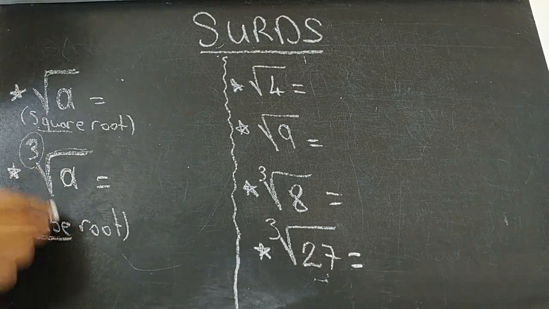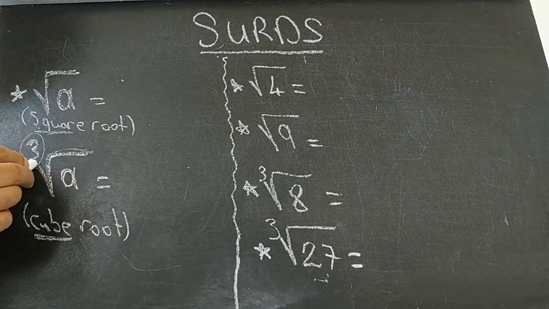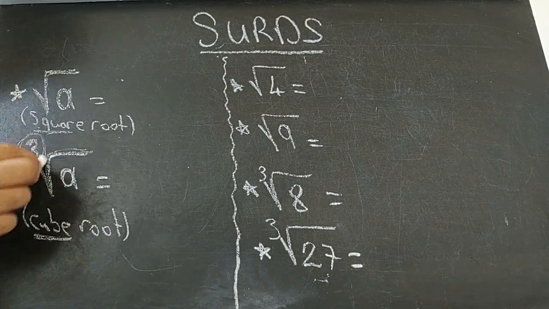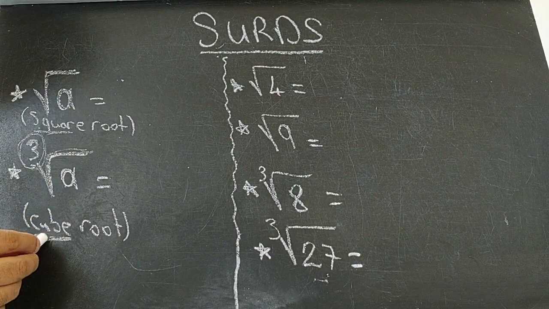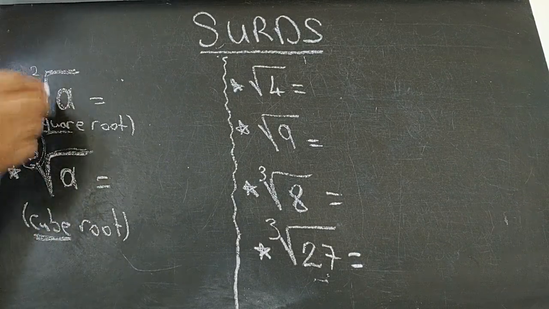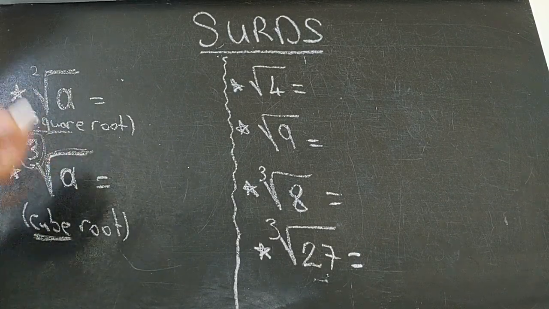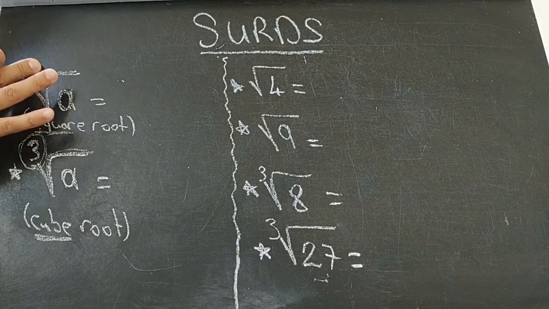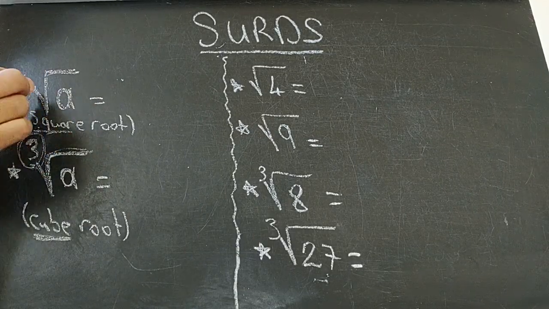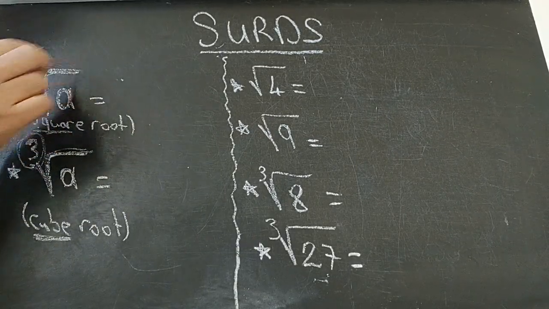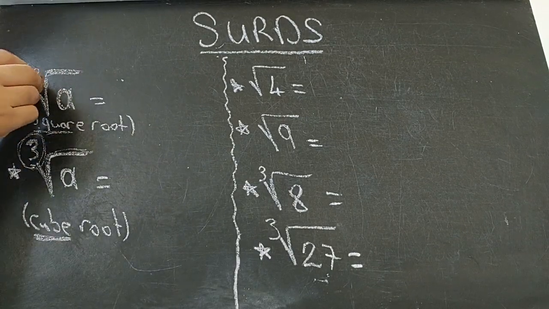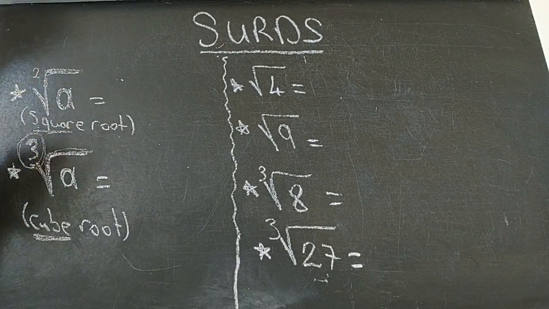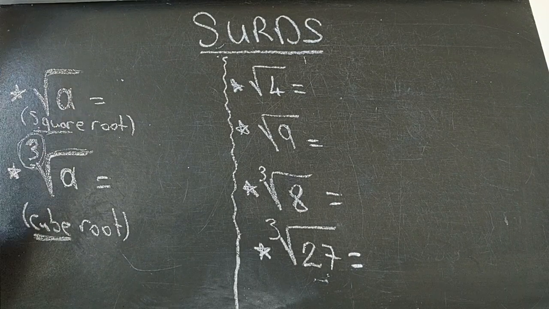So these names are coming from this number. If this one is 3, you call this cube. If this one is 2, we call this one square. And you are going to say there is no number there. Why are you saying square? So this symbol is special for square root. You don't need to write 2 there. You don't have to write it. This is special for that one.